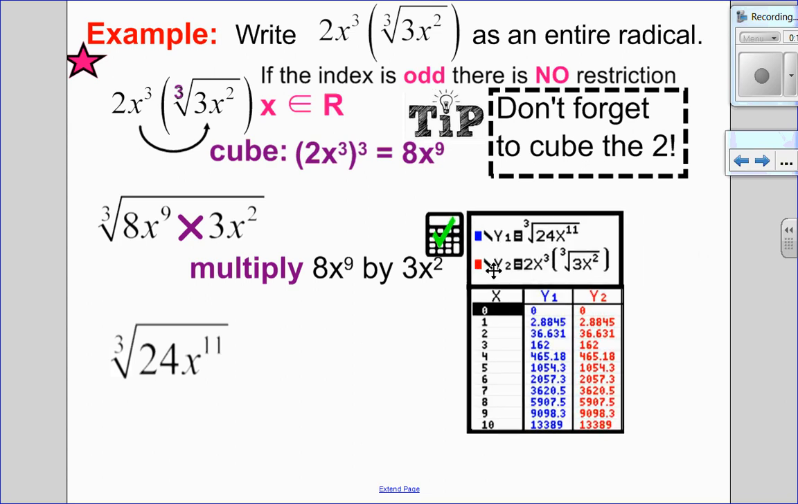Again, always do a check. I have my original here, I have my answer here. Check in the table. I can see that they are equal, so I know I did that question correctly.